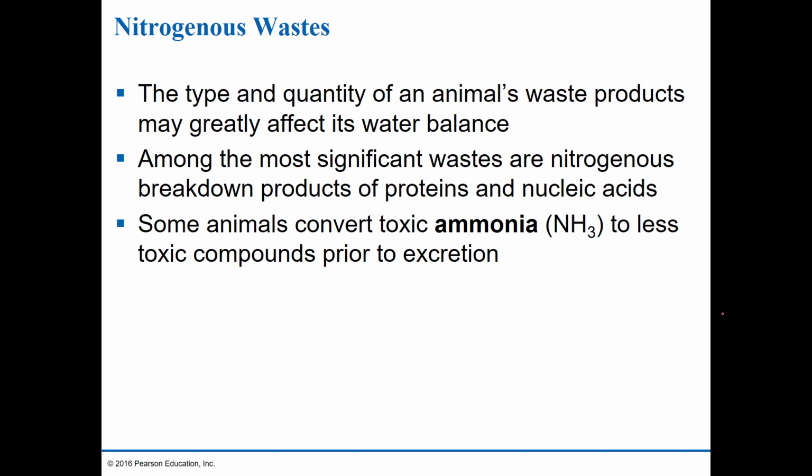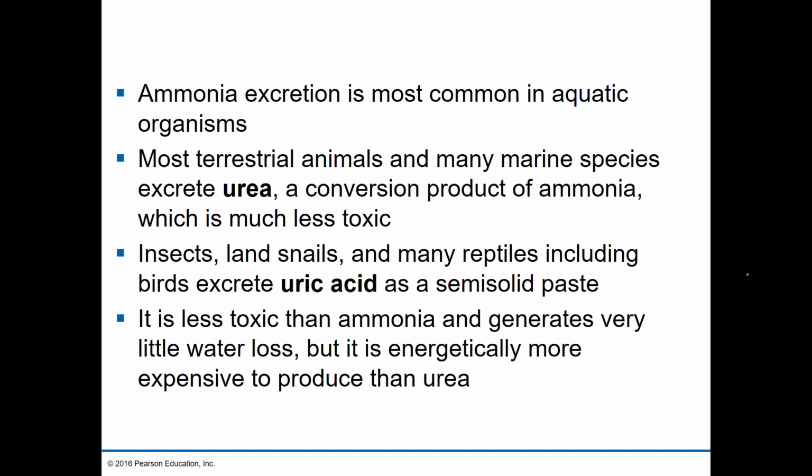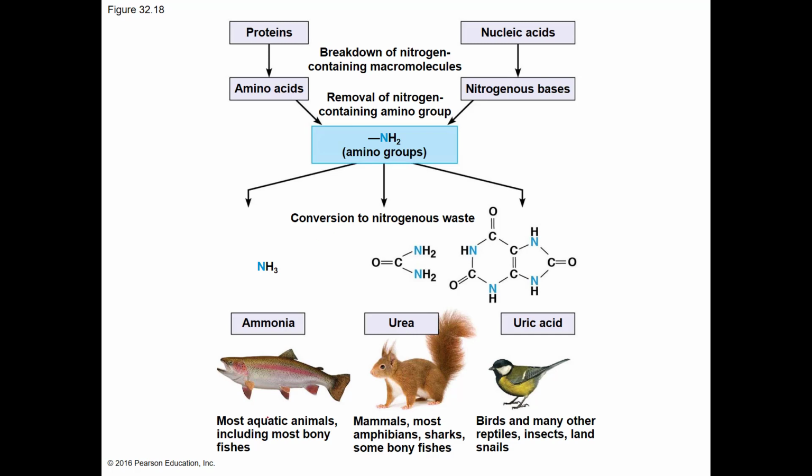The type and quantity of animal waste products greatly affects our water balance. Among the greatest waste in our body is the nitrogenous breakdown of proteins and nucleic acids. And so we produce ammonia in some way. Urine smells like ammonia for most mammals, at least. So we will convert toxic ammonia to something less toxic before we excrete it out of our body. So let's just move on to this. Different animals will do different things.